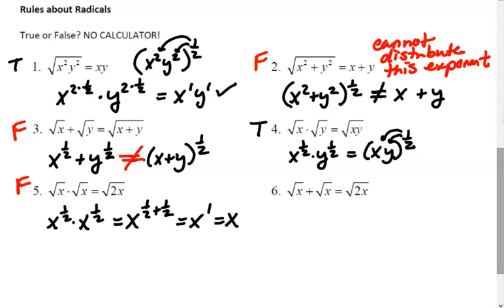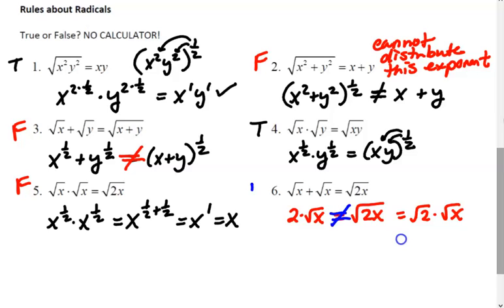Now, what you might have gotten mixed up is, well, let's go to the next one actually. If I have the square root of x plus the square root of x, well, I have 2 of them. So that's the same as 2 times the square root of x. Is that the same as the square root of 2x? Well, the square root of 2x is the square root of 2 times the square root of x, and the square root of 2 is not 2, it's the square root of 4 that is 2. So these are not equal to each other.